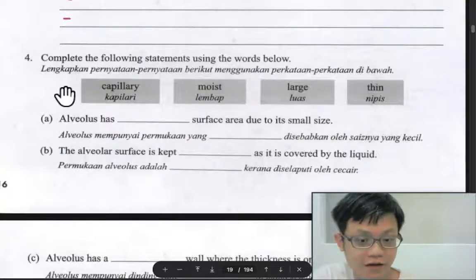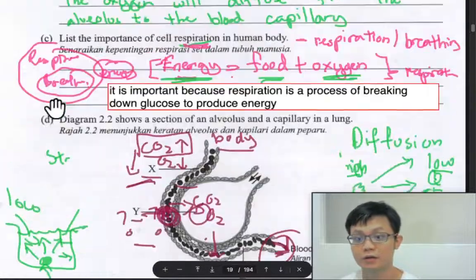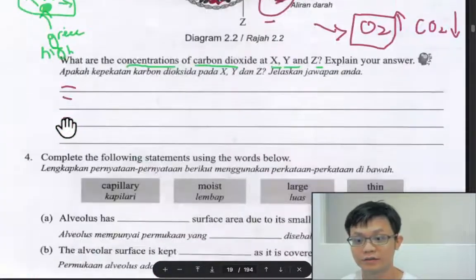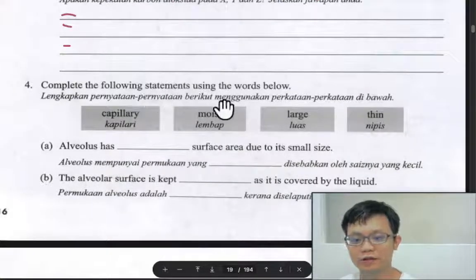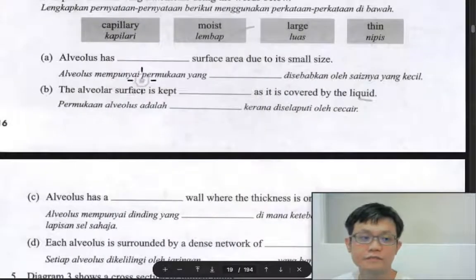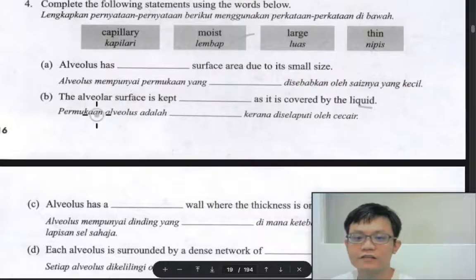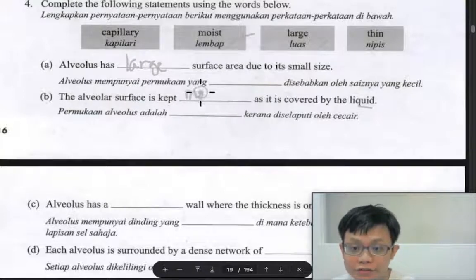We are going to start with question number 4, because previously we did until question number 3. Complete the following statement using the words below. Alveolus has a large surface area. Alveolus is kept moist in a liquid. Moist already done, large already done.